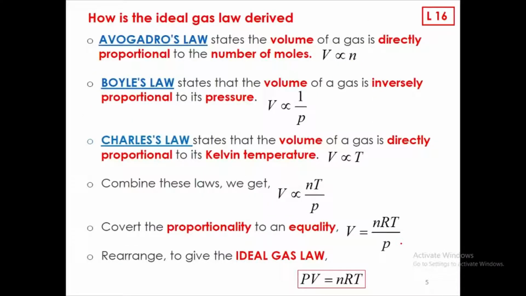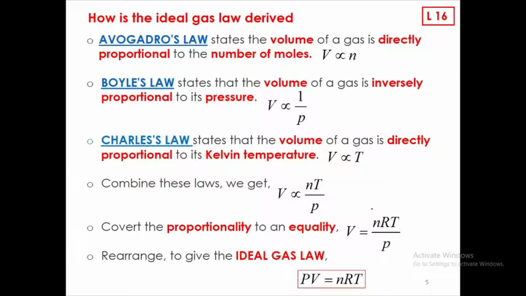Okay, how is the ideal gas law derived? From Avogadro's law, the volume of a gas is directly proportional to the number of moles. Boyle's law states that the volume of a gas is inversely proportional to its pressure. I already explained from the previous slide how to get V is inversely proportional to 1 over P. And Charles' law states that the volume of a gas is directly proportional to the Kelvin temperature, so V is directly proportional to temperature. So if we combine these laws, we will get V is directly proportional to nT and inversely proportional to the pressure.